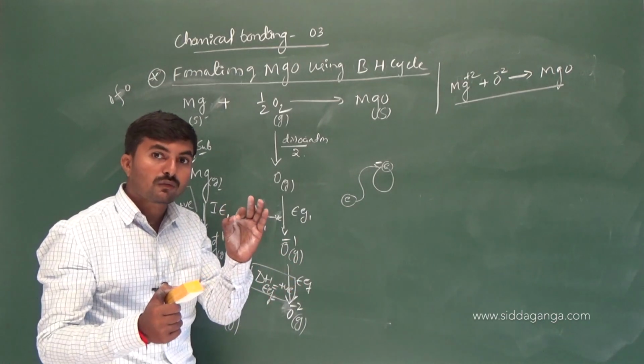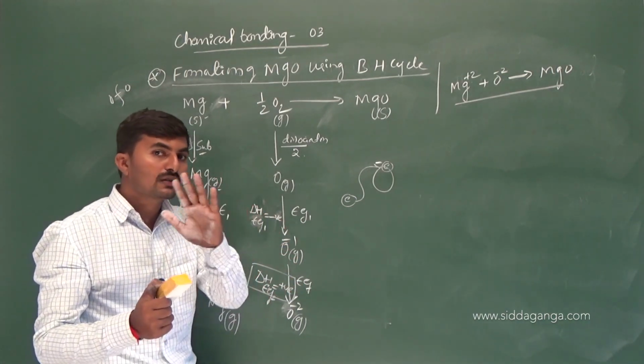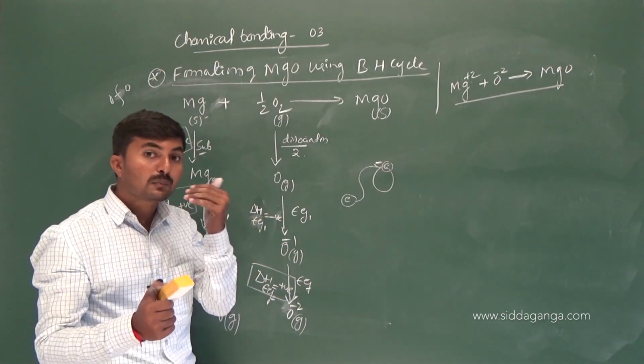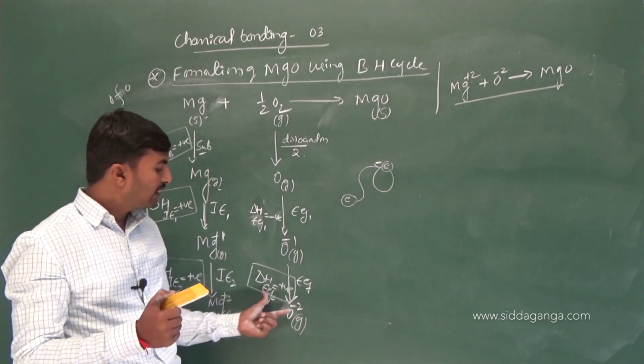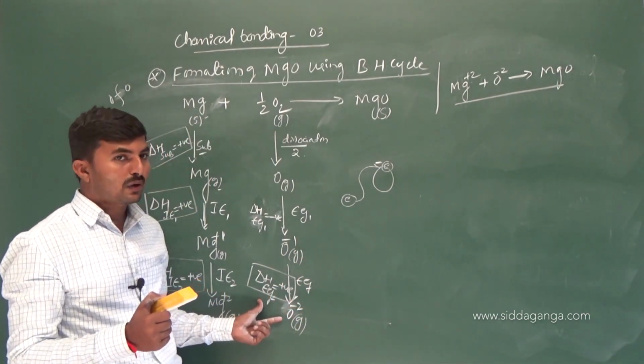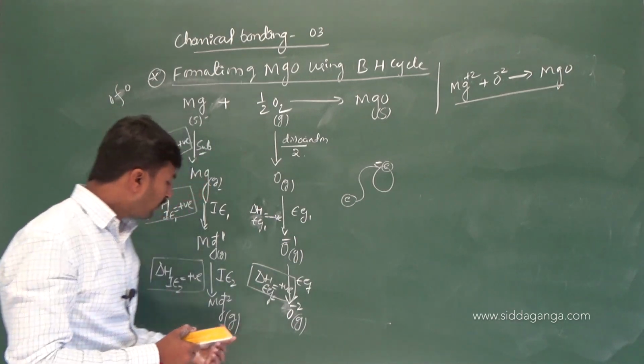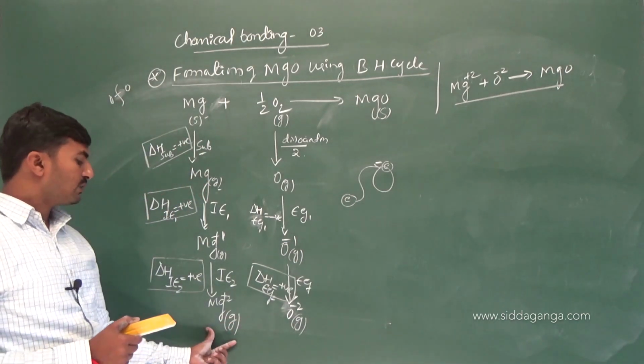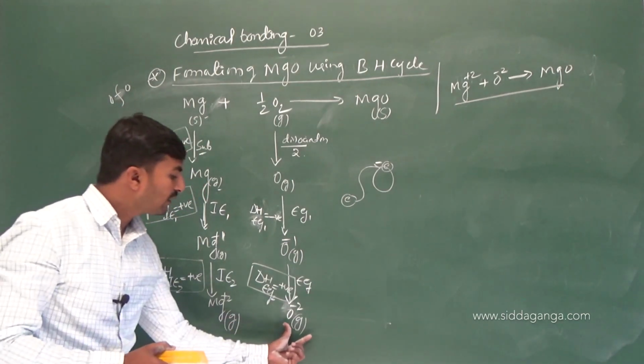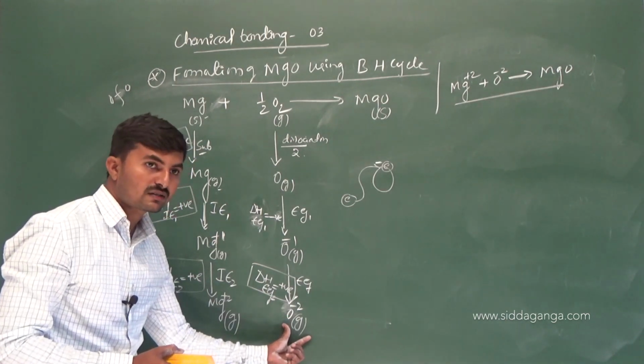Instead, the amount of energy is not released; we have to apply energy. That is why this electron gain enthalpy is positive. Now both the ions are ready. Mg+2 in a gaseous state is ready and O minus 2 in a gaseous state is ready.